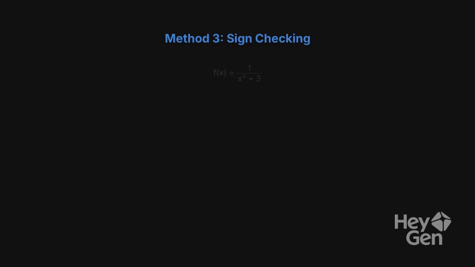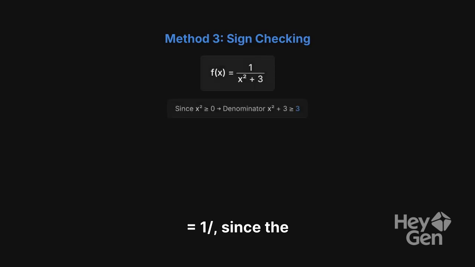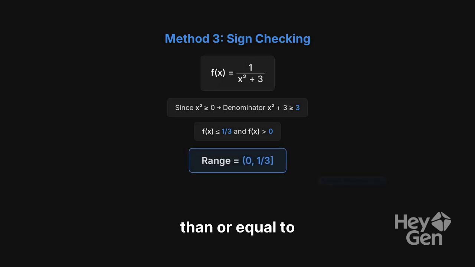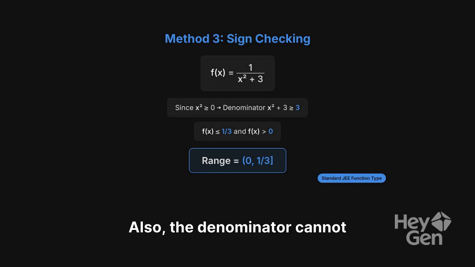Method 3 is sign checking. For expressions like f(x) = 1/(x² + 3), since the denominator is always greater than or equal to 3, f is less than or equal to 1/3. Also, the denominator cannot be 0, so f is greater than 0. Thus, the range is (0, 1/3]. This is a standard JEE function type.